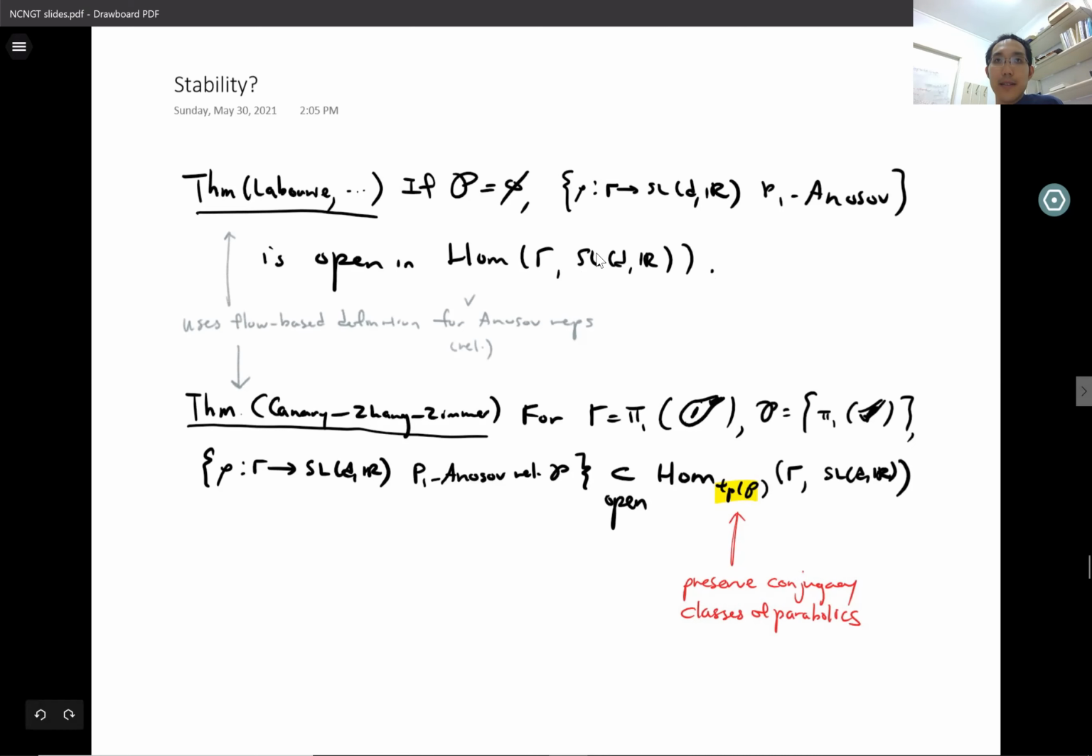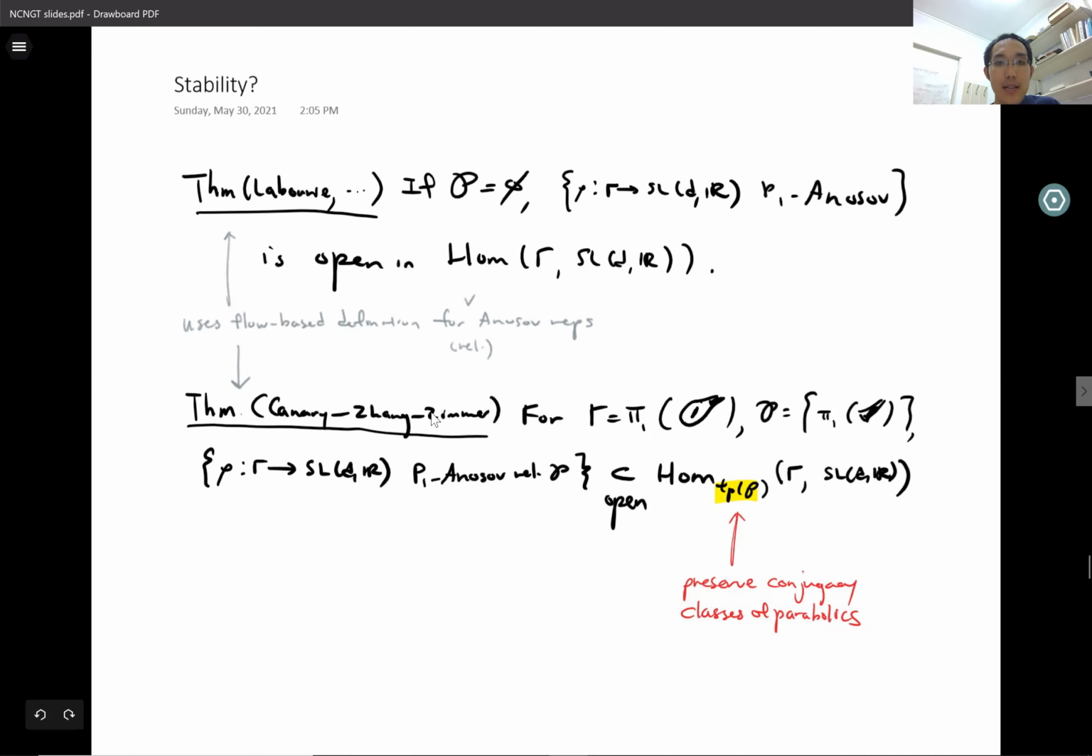To prove this, Labourie used a different equivalent definition of Anosov representations, given in terms of uniform contraction on flat bundles over suitable flow spaces. And this definition is the original one, actually. It's also where the name Anosov comes from. But I haven't stated it here because, as you might have realized, it takes a lot more time and work to actually state.